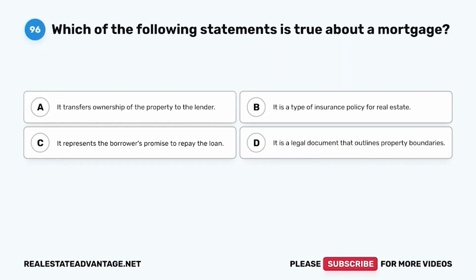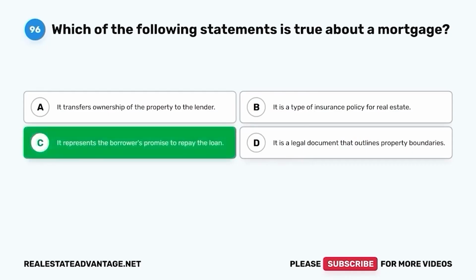Question 96. Which of the following statements is true about a mortgage? A. It transfers ownership of the property to the lender. B. It is a type of insurance policy for real estate. C. It represents the borrower's promise to repay the loan. D. It is a legal document that outlines property boundaries.